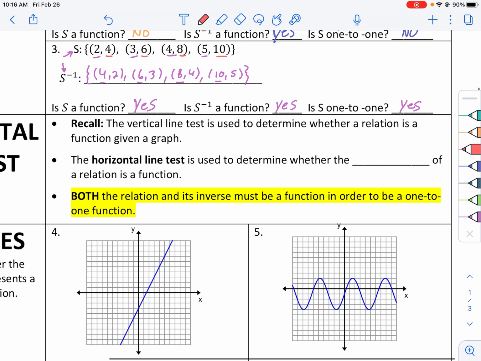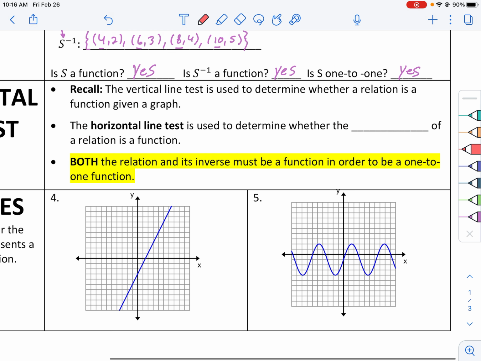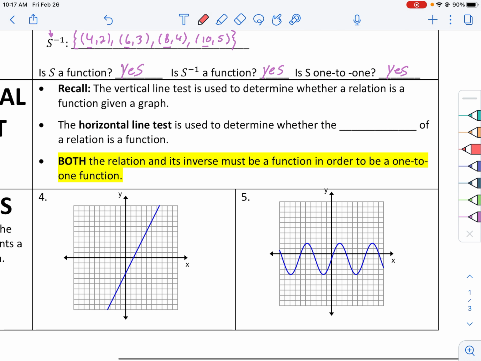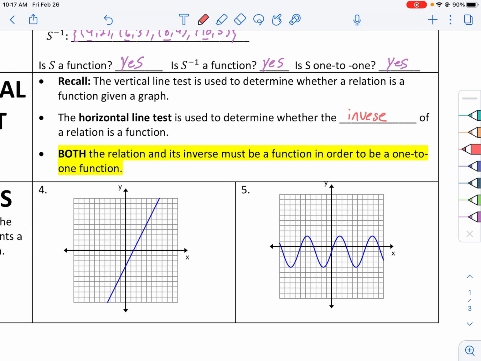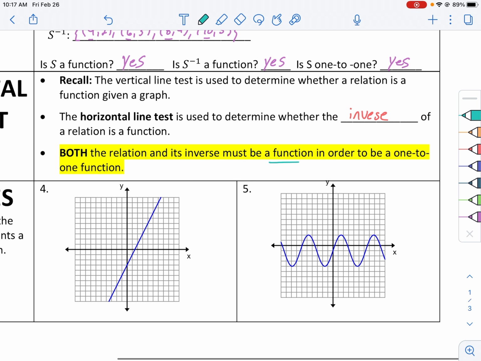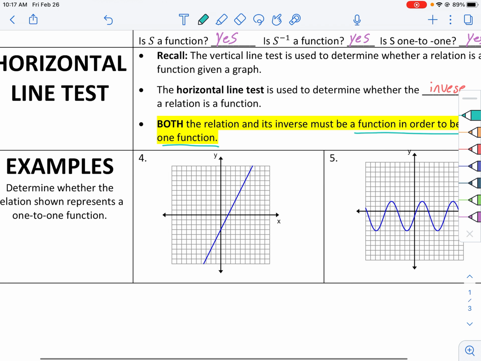So therefore, also, it is 1-to-1. Recall the vertical line test is used to determine whether a relation is a function, given a graph. The horizontal line test is used to determine whether the inverse of a relation is a function. So both the relation and its inverse must be functions in order for it to be one-to-one, right? This is important. They have to be functions to be one-to-one. That's why I bolded it for you.